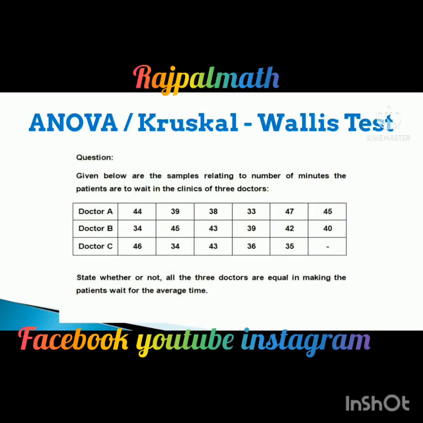Now the question for ANOVA and Kruskal Wallis test. Given below are the samples relating to the number of minutes the patients have to wait in the clinic of three doctors, Dr. A, Dr. B, Dr. C. Mean waiting times for patients are given. State whether or not all the three doctors are equal in making the patients wait for the average time. First we will apply ANOVA, then Kruskal Wallis test.